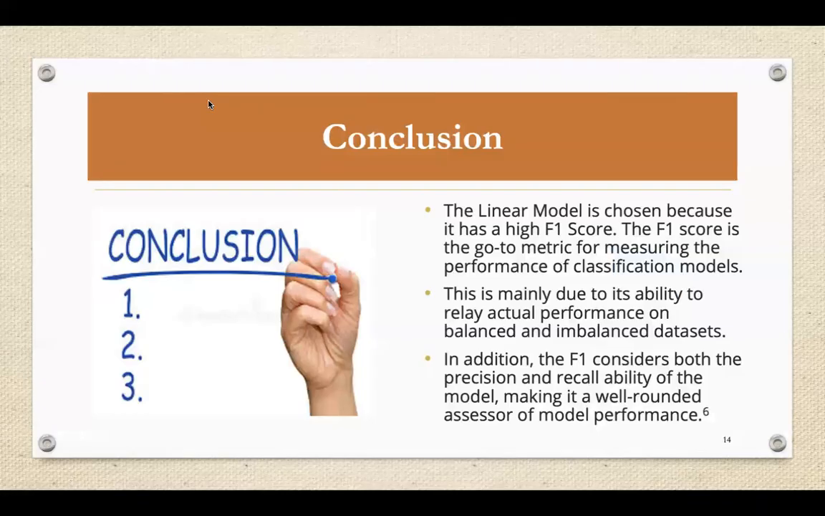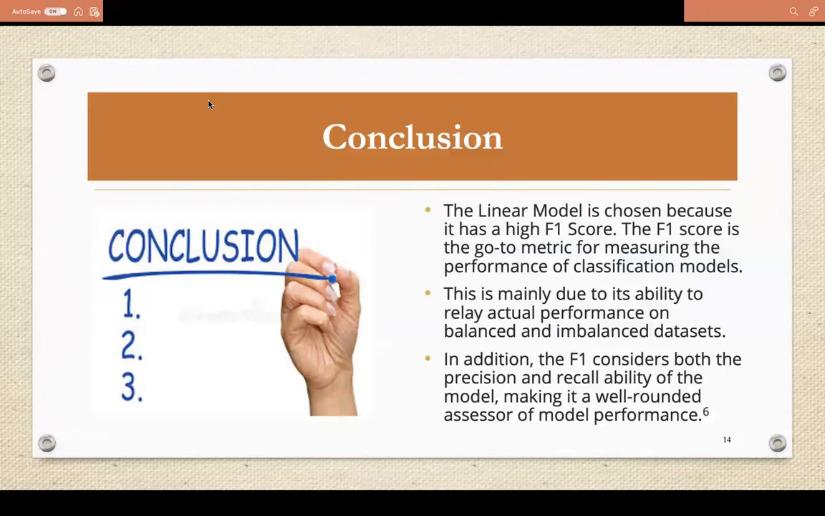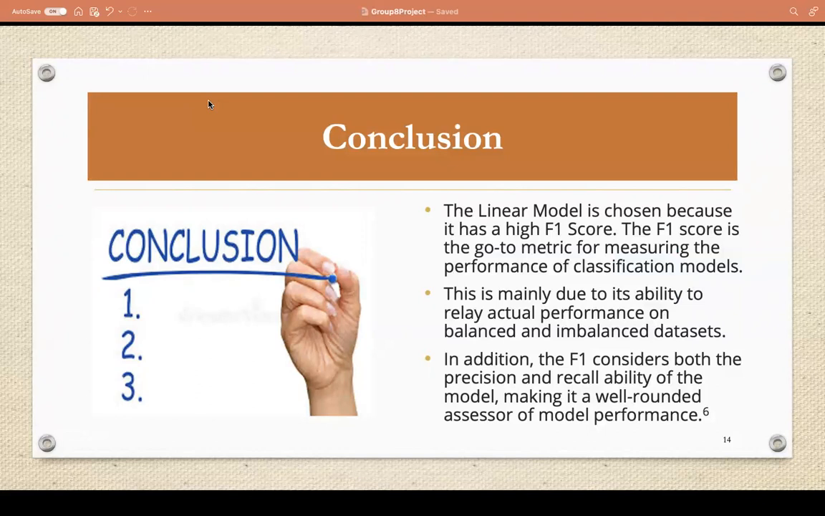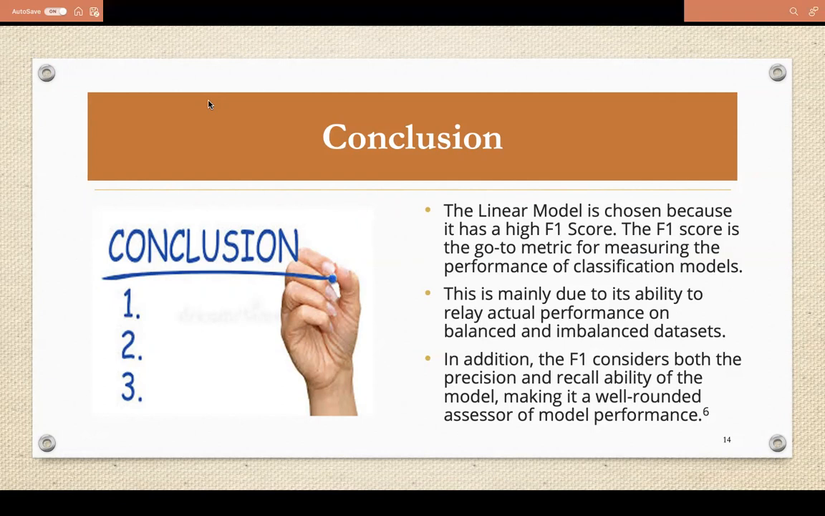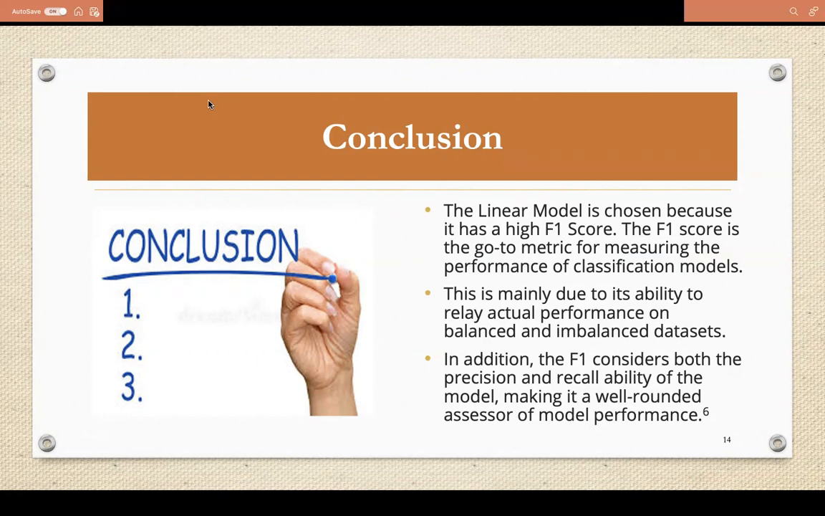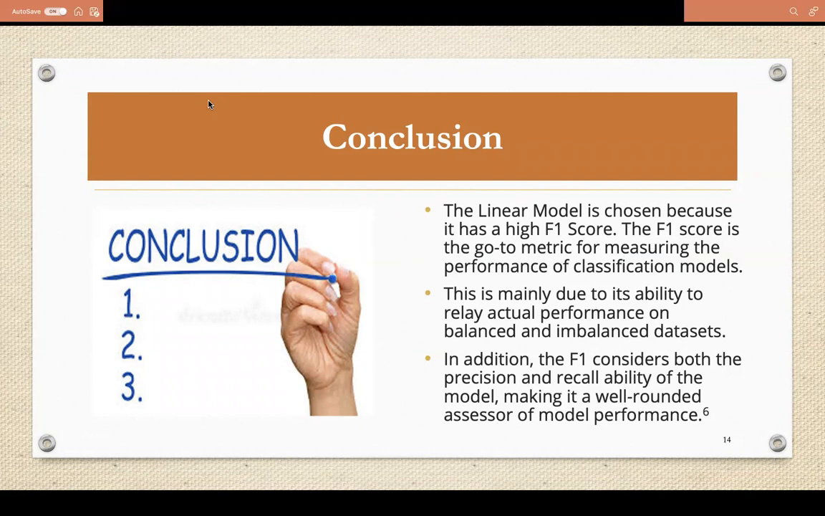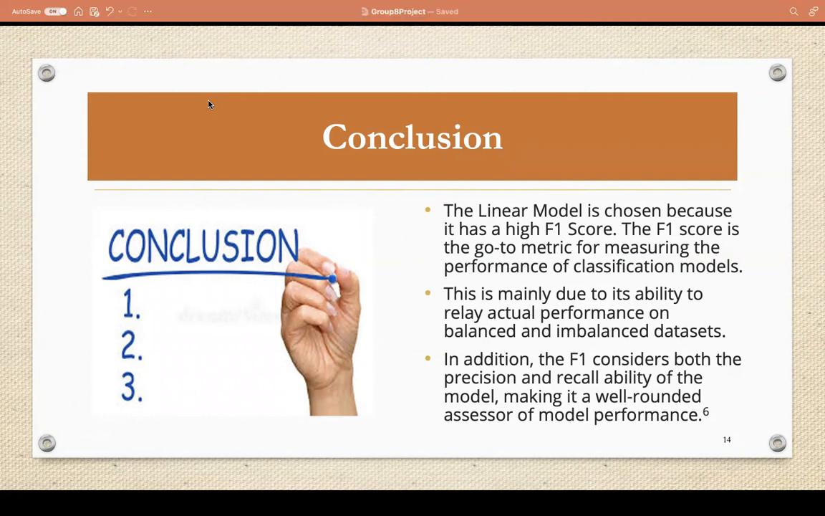Next slide, please. Conclusion: the linear model is chosen because it has a high F1 score. The F1 score is the go-to metric for measuring the performance of classification models. This is mainly due to its ability to rely on performance on balanced and imbalanced data sets. In addition, the F1 considers both the precision and the recall ability of the model, making it a well-rounded assessor of model performance. And this brings our presentation to its conclusion.